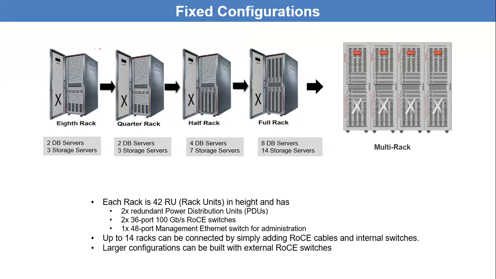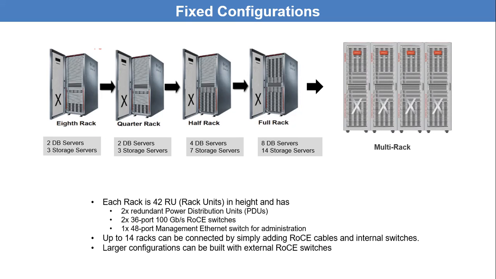So they are fixed. You purchase a half rack, you get only 4 database servers and 7 storage servers. You cannot demand, no, I want 5 database servers in a half rack. No, because that is a fixed configuration. So anybody purchasing a half rack will get 4 database servers, 7 storage servers. So that is the standard. Across the world, whoever purchases a half rack is guaranteed to get 4 database servers, 7 storage servers. Whoever purchases a full rack gets 8 database servers, 14 storage servers. That is the fixed configuration.